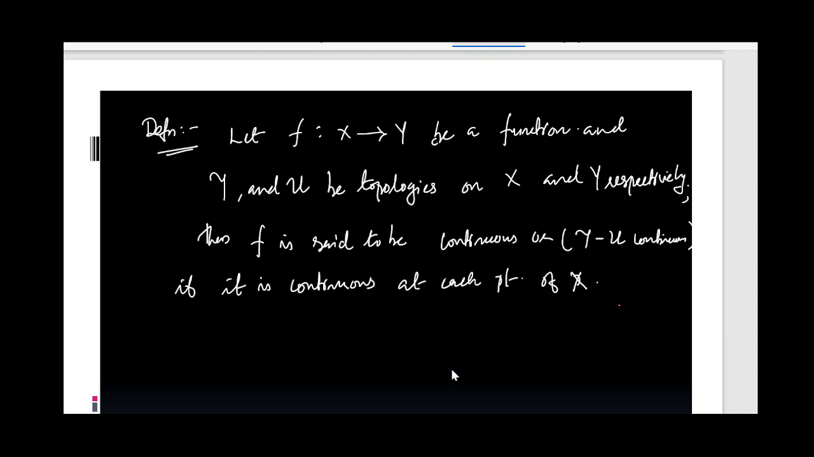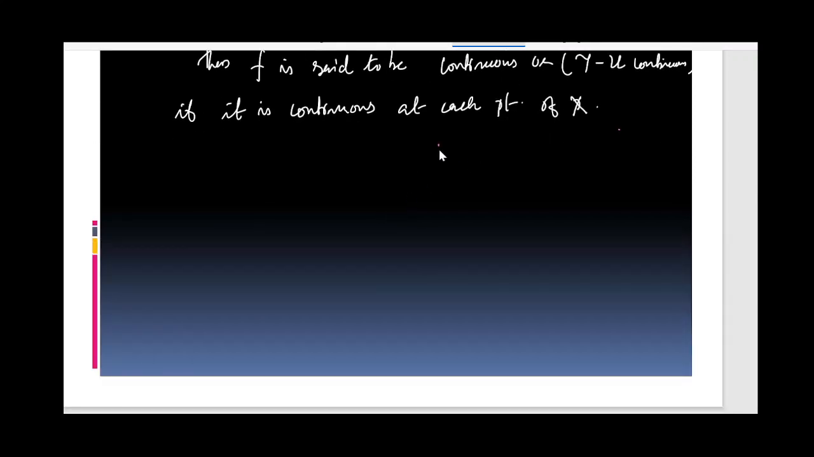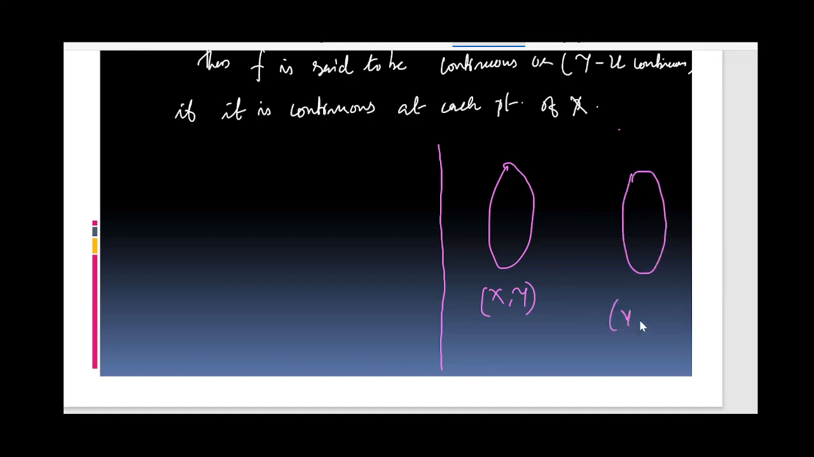What was that? In order to prove the continuity, from the previous class we have the idea: if this is my (X, T) and this is my (Y, U), then a function is defined from X to Y. We will say that this is continuous at a point x0 if we find f of x0 and an open set containing f of x0, then we can find an open set over here containing x0.